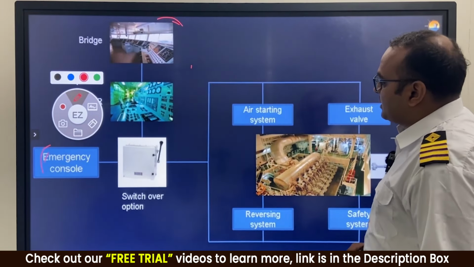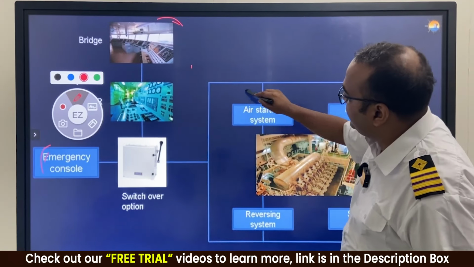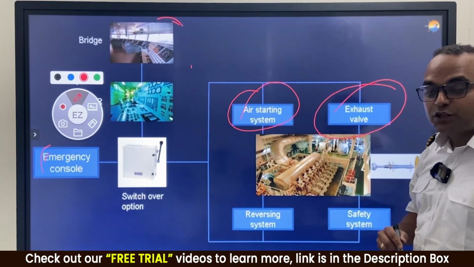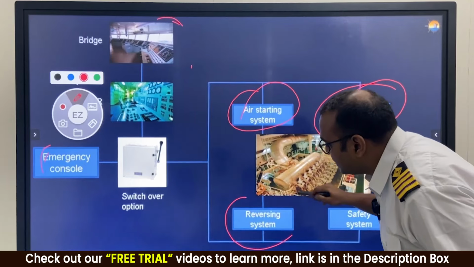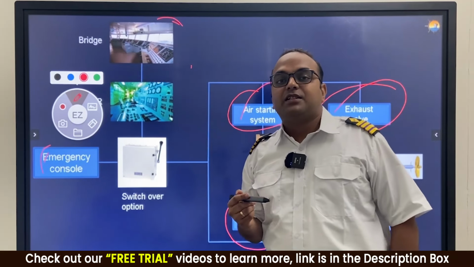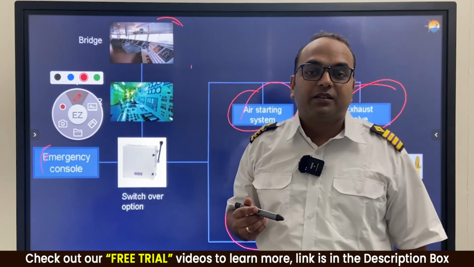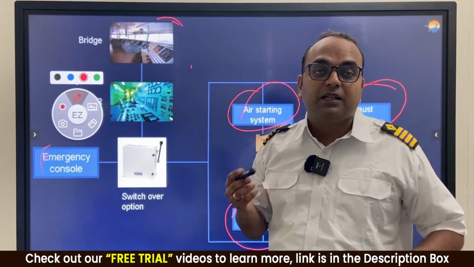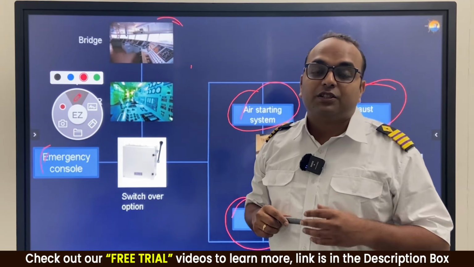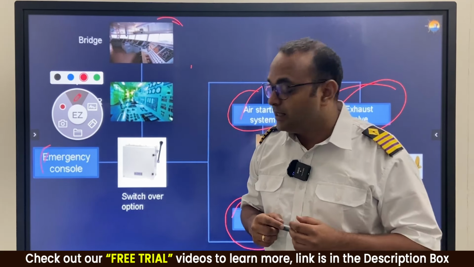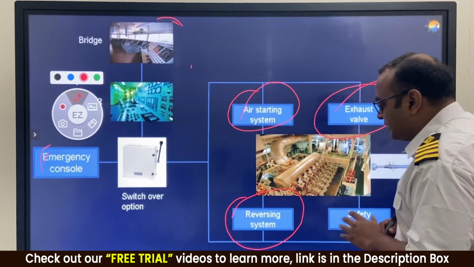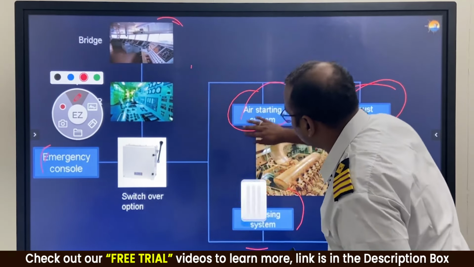Now this maneuvering system is connected with the air starting system, exhaust valve closing, and reversing system. Most of the two-stroke marine diesel engines are reversible in nature. Yes, there are some systems with a controllable pitch propeller, but they can also reverse. If you have a totally electric system, then it's a separate thing, but most of the engines can reverse.